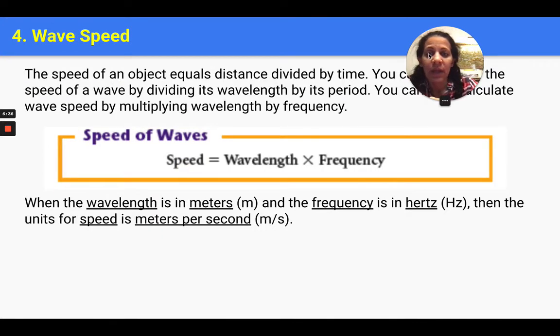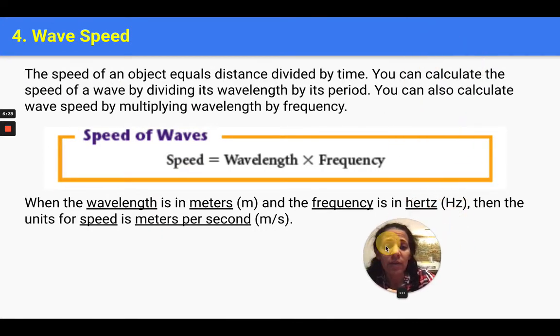Okay. The fourth property that we're going to talk about is the speed. Now, if you remember, speed is basically distance over time. So what is the wavelength over a certain period of time? So you can either say wavelength divided by period. The length over a period of time. So you can calculate the speed of the wave by the length of the wave in a certain amount of time. But because we know that there's a relationship between the wavelength and the frequency, there's another way to calculate it, which might be more straightforward: the speed is the wavelength times the frequency.